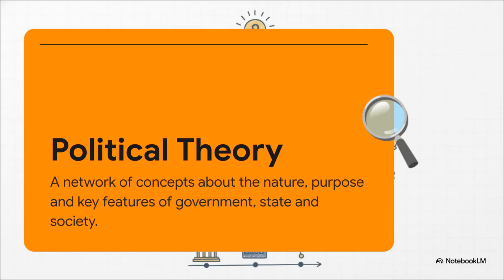Okay, so check out this definition from David Held. What I love here is that word network. He doesn't say it's just one big idea. No, it's a network. Think of it like a giant spider web, you know? It connects all these huge concepts like government, society, what it means to be human, and it weaves them all together so we can actually make sense of our political world.